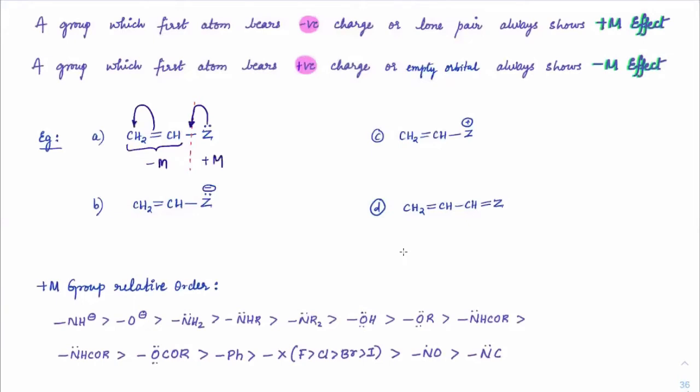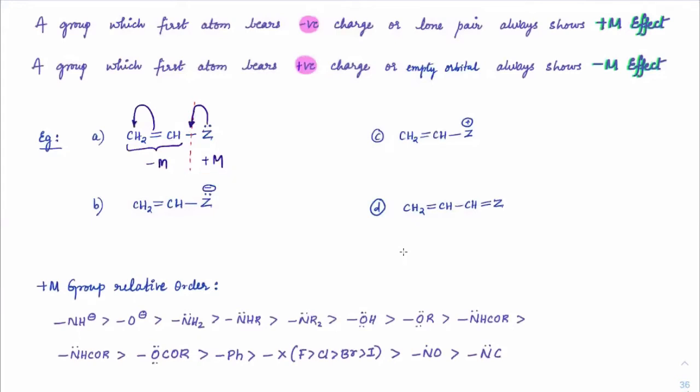I guess all of you understood this point. So the reference will always be with respect to the donation and acceptance. The group which is accepting, we call it taking minus M effect, or in short, because it will get minus charge on it, we call it minus M. This group will get plus charge on it, that's why we call it plus M.